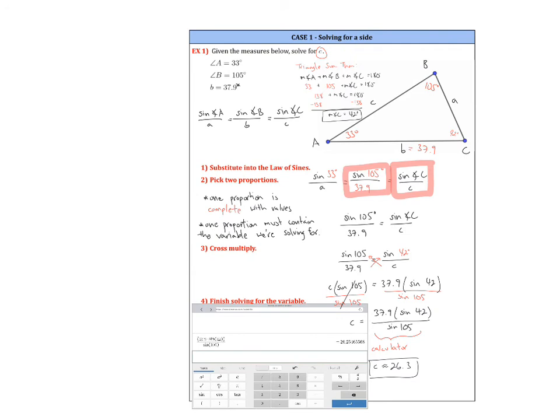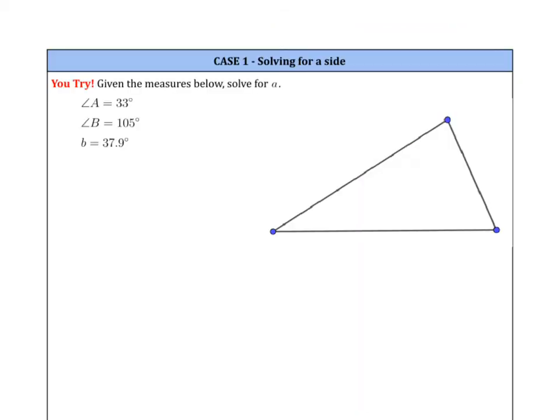Oh, one last quick thing I want to mention. We did use the triangle sum theorem up here to solve for the measure of angle C, but I just want to let you know that we don't always need to use the triangle sum theorem. Again, it's just like a tool in your tool belt. We don't always use it. We only use it when we need it. All right, so go ahead and pause the video here and see if you can give this one a try on your own.